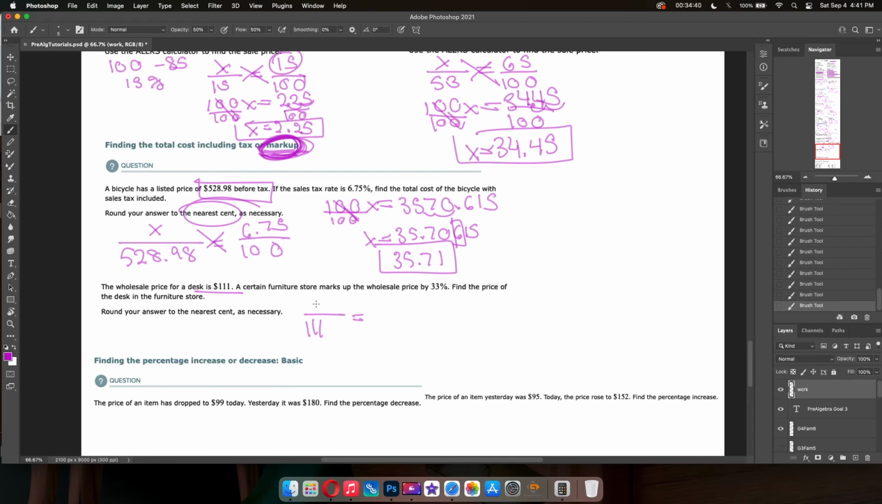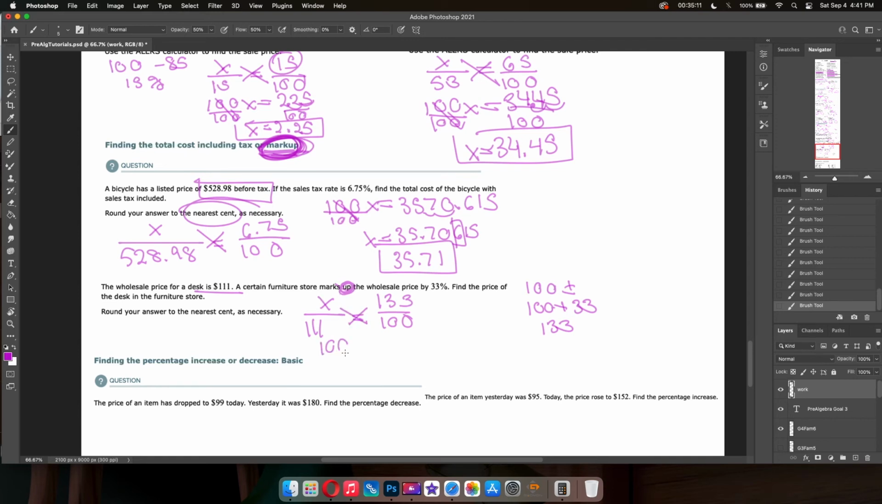So what they're going to do here, because it's a markup, it's going to be that extra step. You have the 100 plus or minus whatever the percent is. Because it's a markup, meaning you're increasing, it's going to be 100 plus, and in this case the percent is 33. So 100 plus 33 is 133, and that's the number that goes in the percent box over the 100. Oh, I am shocked that they almost snuck that under my radar. I must be tired. Cross multiply.